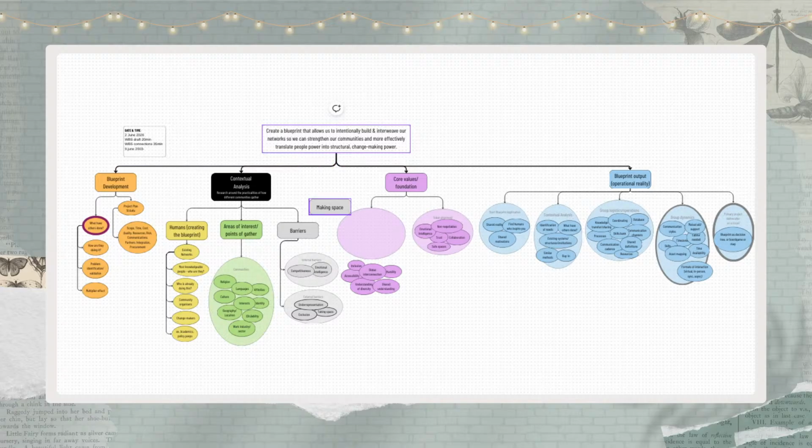So part of what we want to do, and next week will be a good time, is look at the second level. Right now we have blueprint development, contextual analysis, core values, and blueprint output, and develop objectives around that, and be able to show how this messy, bubbly, colorful, brainstormed information then becomes a charter and a project plan that can guide the way to execution. So I think I will call it there.